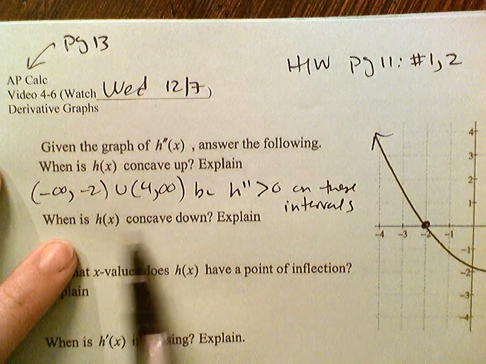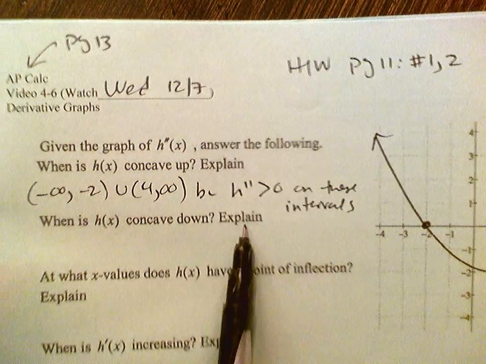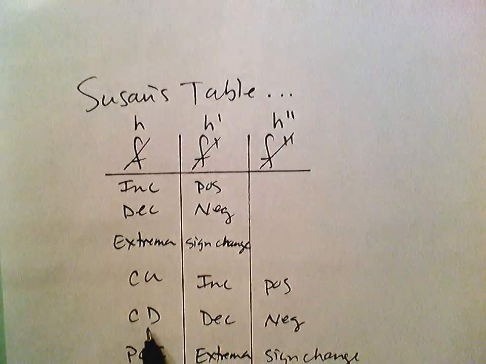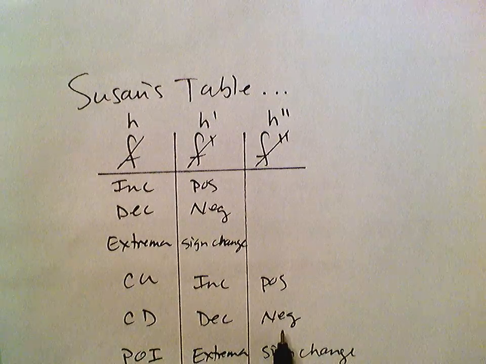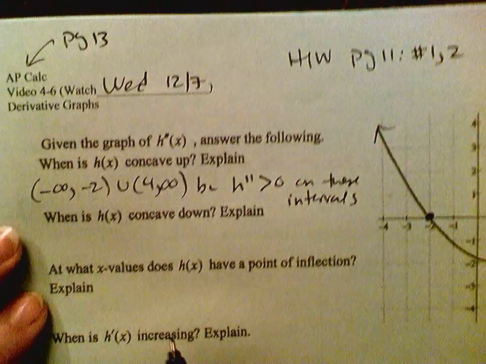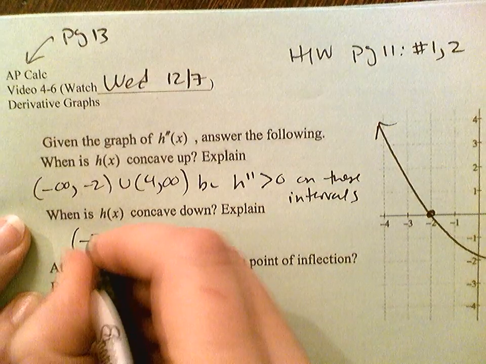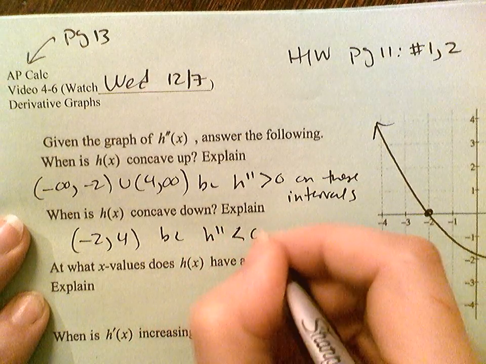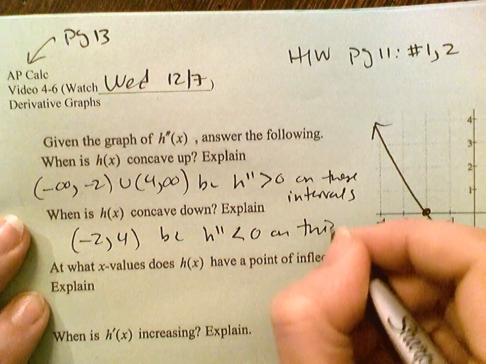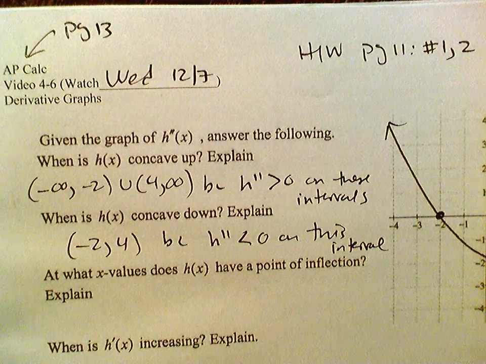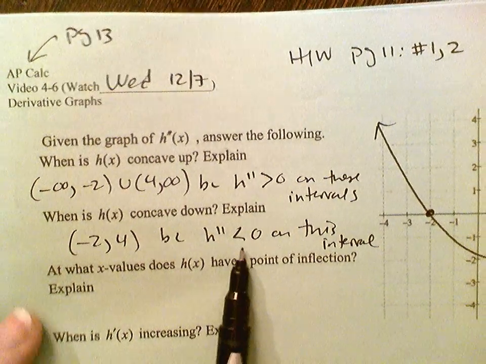When is h of x concave down? Explain. Okay, so you've got to know Susan's table here. Concave down for the original function, we would get that if we knew that h double prime was negative, so below the x-axis. So the interval this time is from negative 2 to 4, and I'll say because h double prime is less than 0 on this interval.